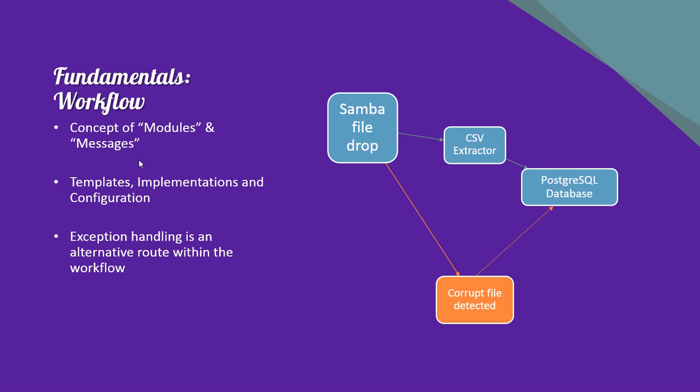So this very simple example is a workflow for a product that takes files from a Samba file drop. They extract the data that's in those flat files, so they're CSV, and then store them inside a database. So a very simple workflow. The problem is, if you wanted to change the database to, say, MySQL or a NoSQL document database, then chances are that you're going to have an impact on the code that runs in the Samba file drop, maybe the CSV extractor. But this design allows you to completely take those away from each other. So there's a concept of modules and there's a concept of messages.